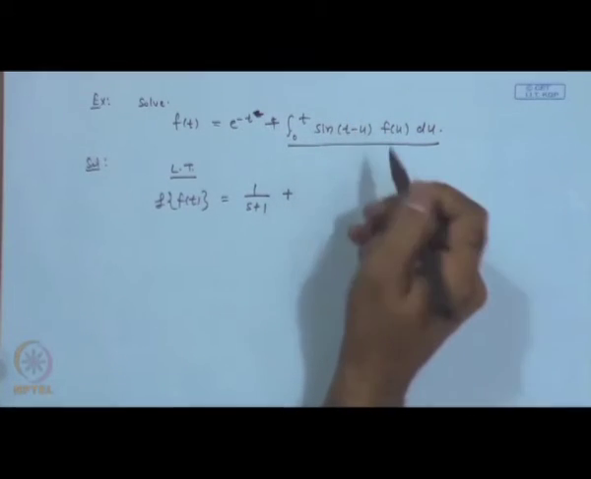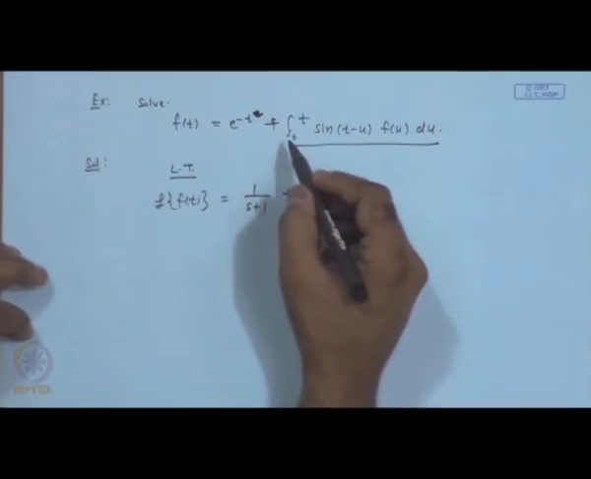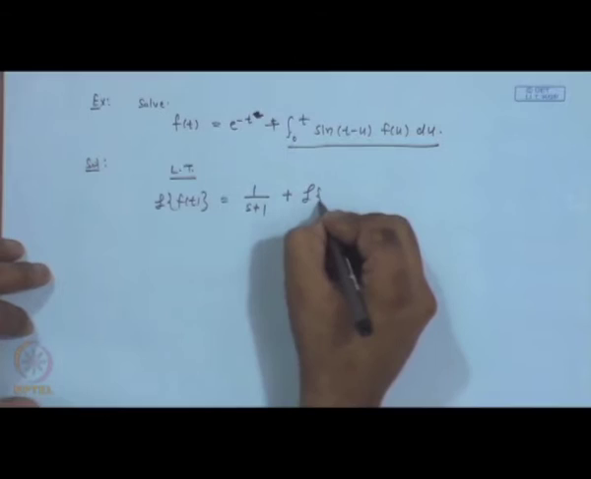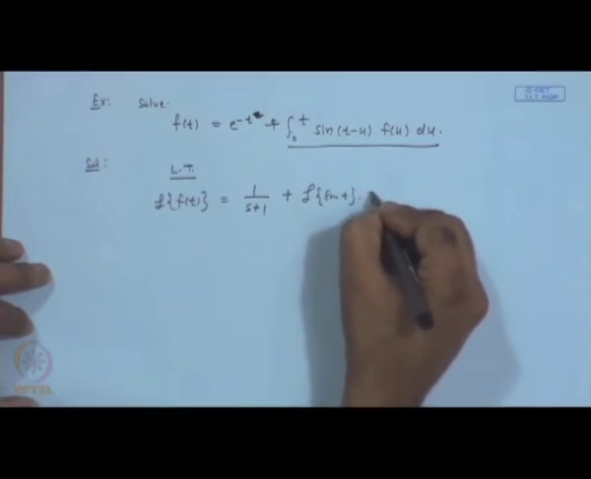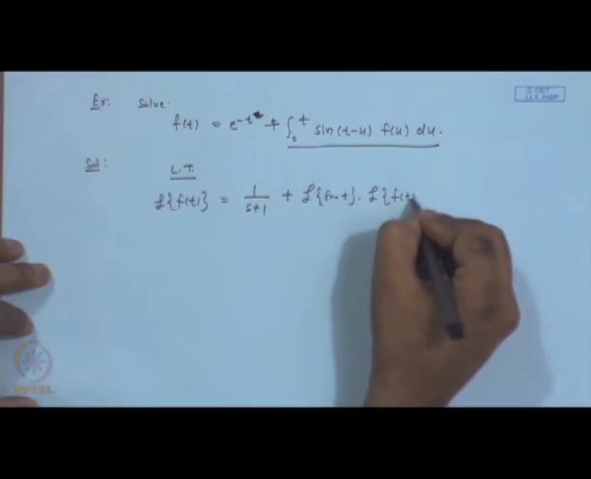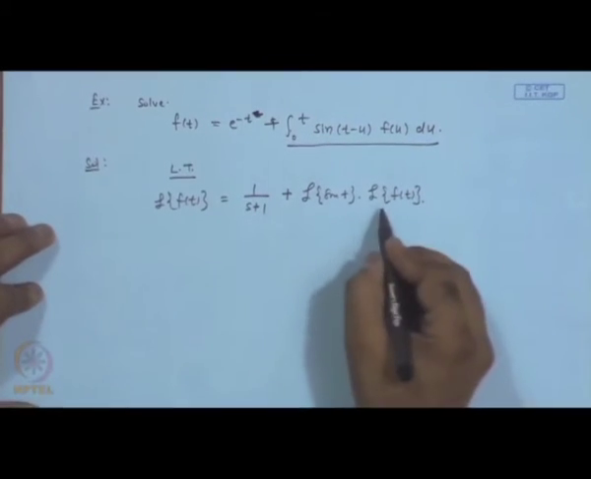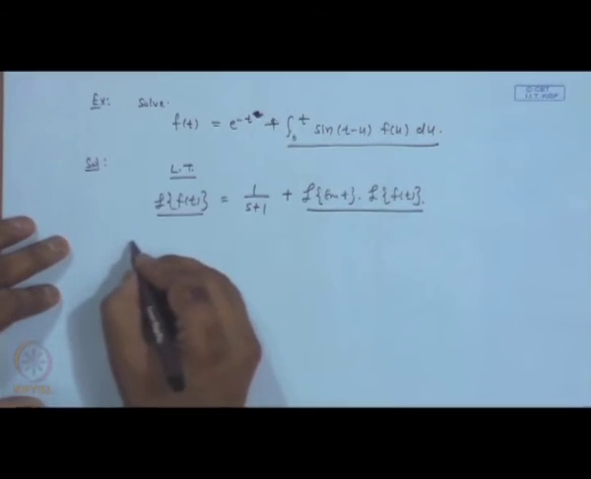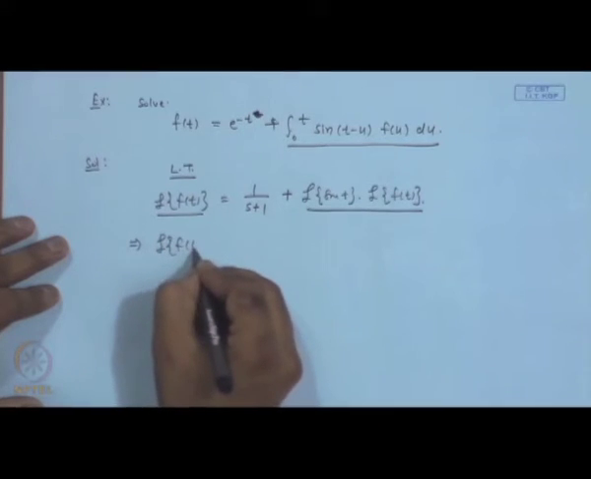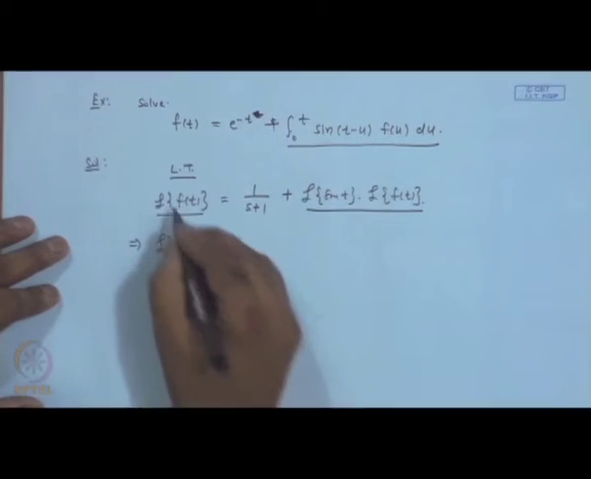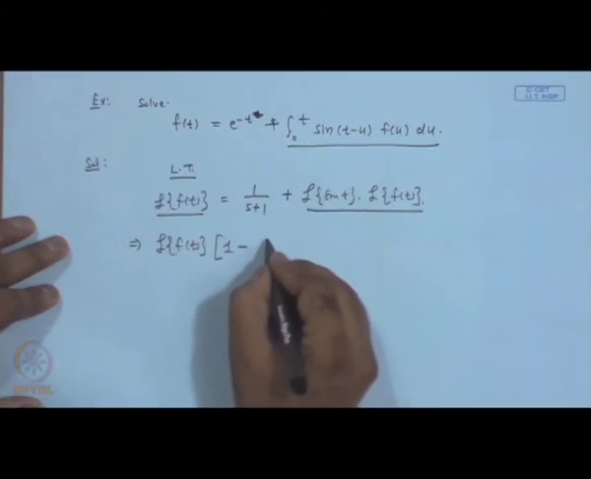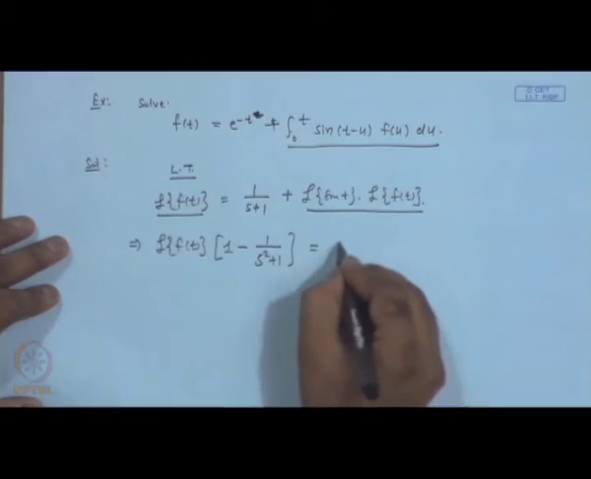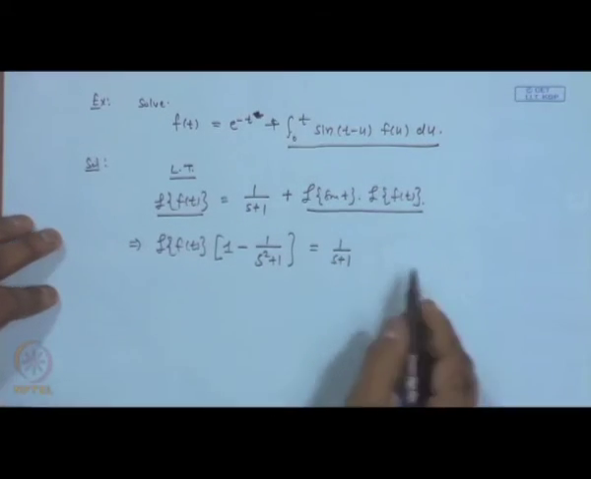The convolution of sin t and f(t). If we take the Laplace transform of this convolution, it will be just the product of the Laplace transforms. So, the Laplace of sin t and the Laplace of f(t) by the convolution theorem, and this is the point here. Now, it gets simplified. So, we take the Laplace transform of f(t), and we have 1 minus the Laplace transform of sin t, we know 1 over s square plus 1, and we have 1 over s plus 1 on the right hand side.